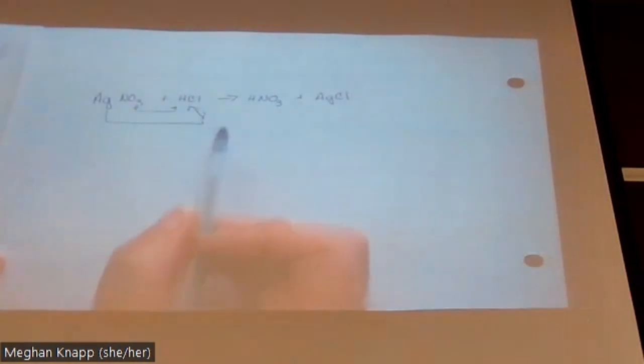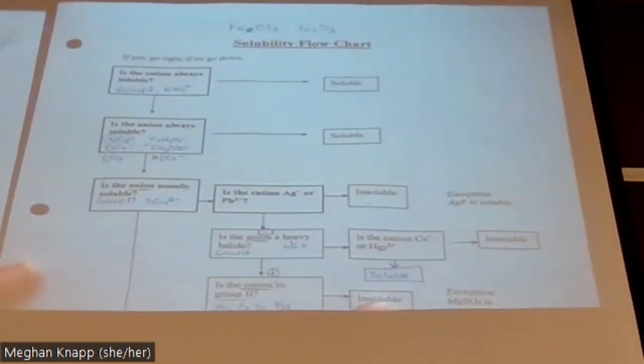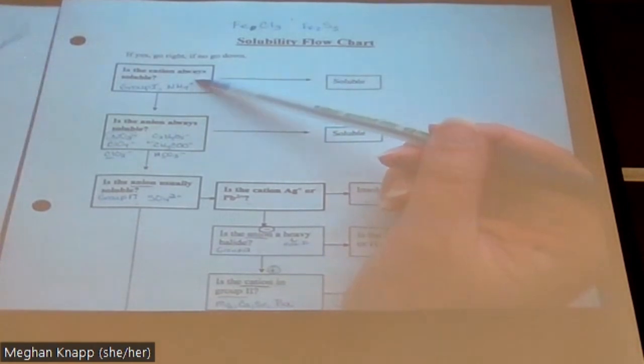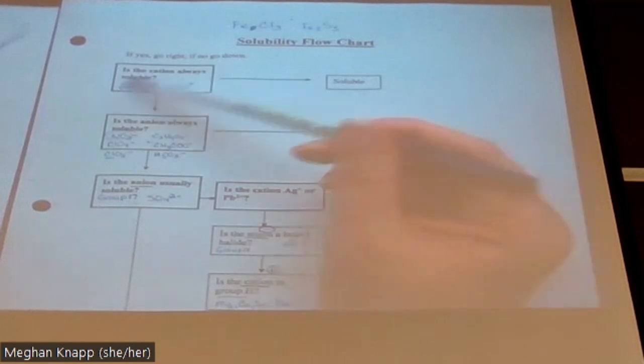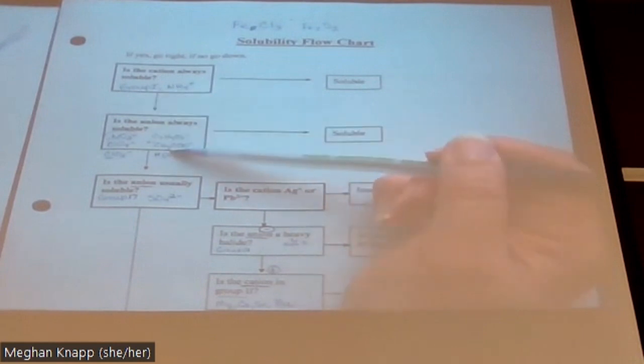Okay, so let's just verify that silver nitrate should be soluble in the first place. All right, so acids are always soluble, but what about the silver nitrate? Is the cation always soluble? Silver. Is silver in group 1? No, and it's not ammonium. Is the anion always soluble? Nitrate. Yes, so silver nitrate should be soluble.